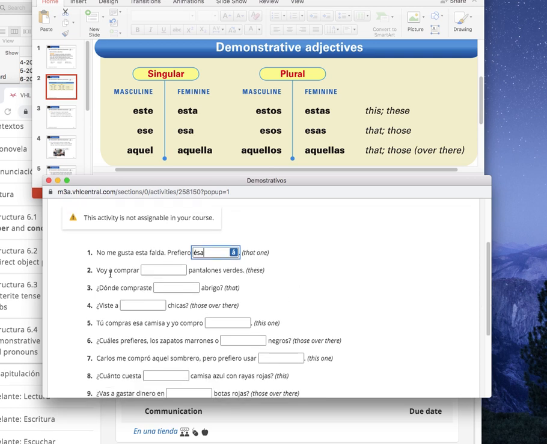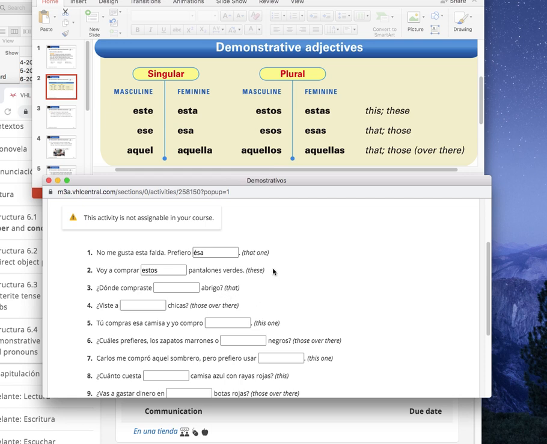Número dos. Voy a comprar blank pantalones verdes. Pause. And we're back. So here it would be what? Estos pantalones verdes. Right? Because this pantalones is masculine and it's plural, so it would be up here. These. You see it? Up here in the PowerPoint. These green pants.